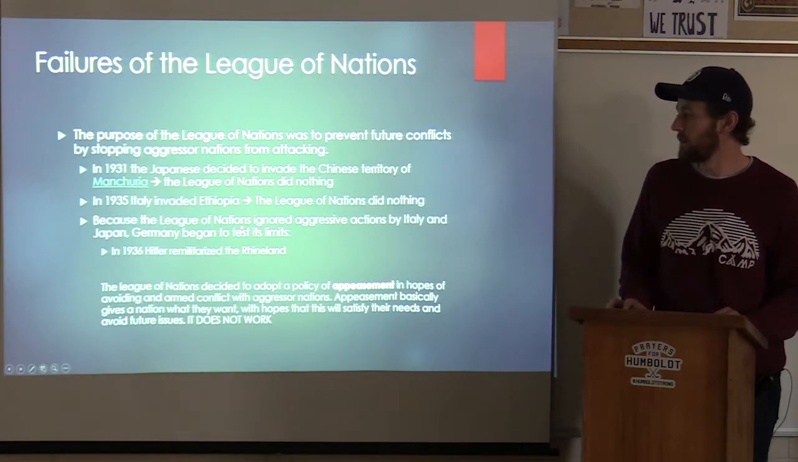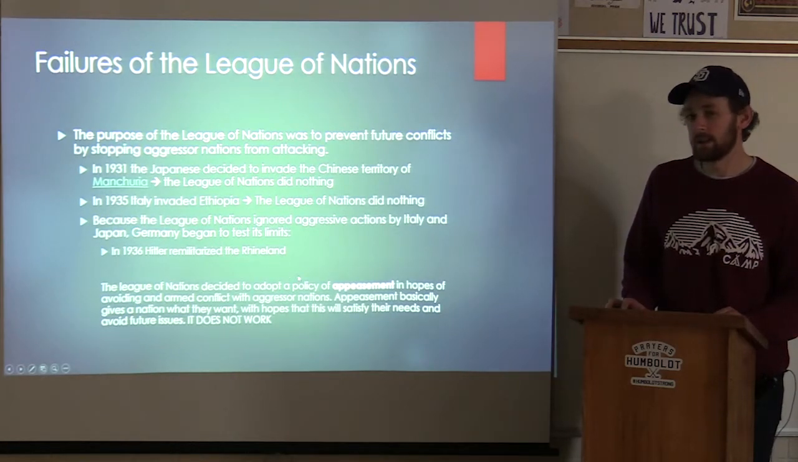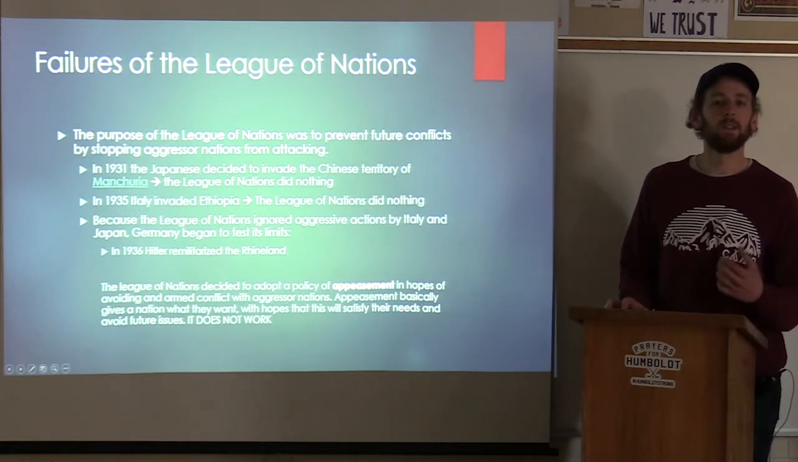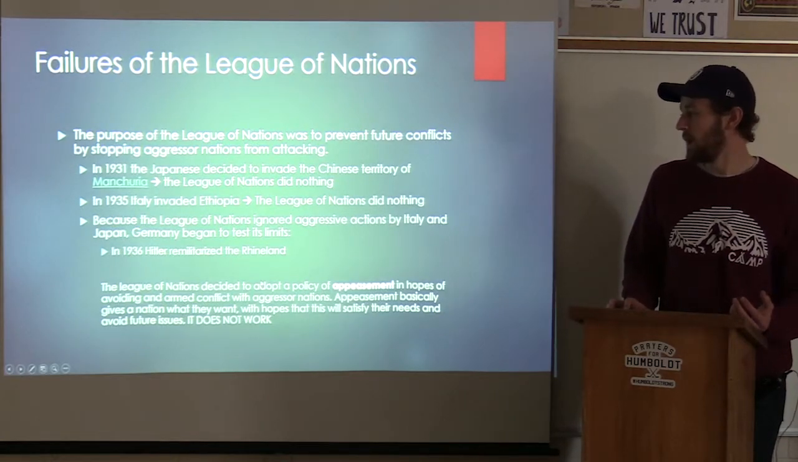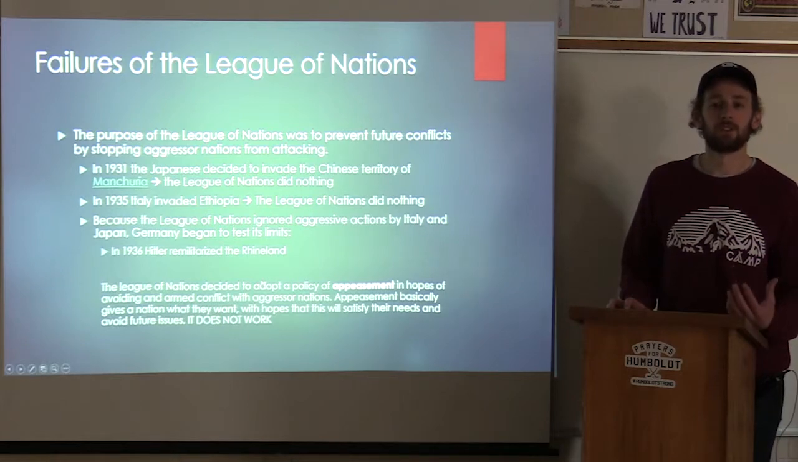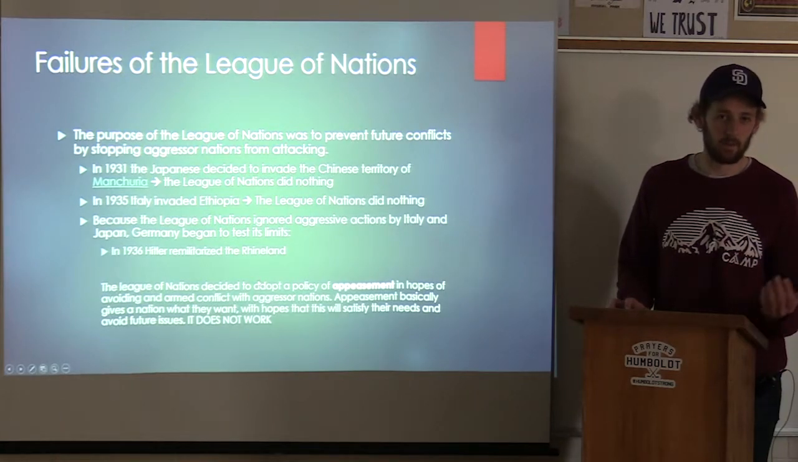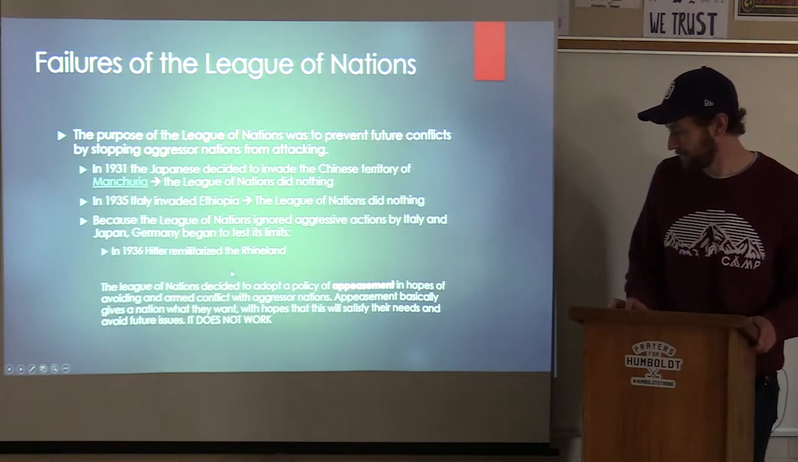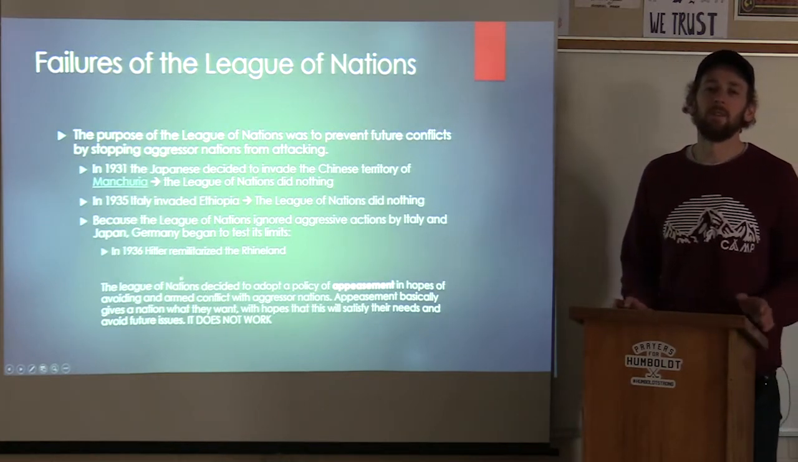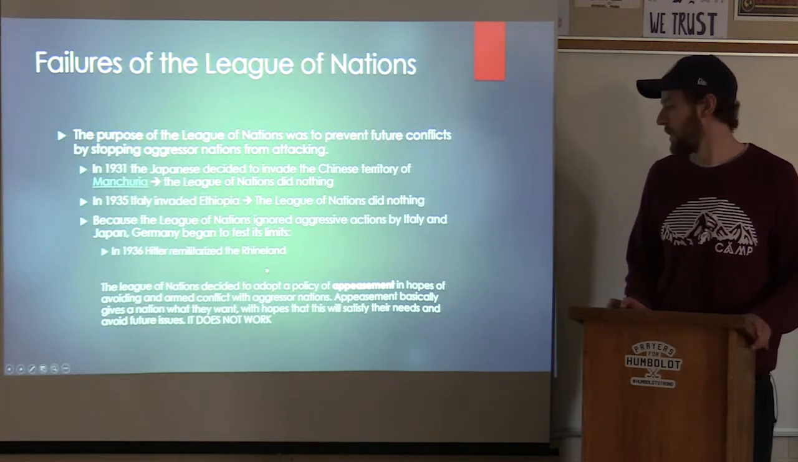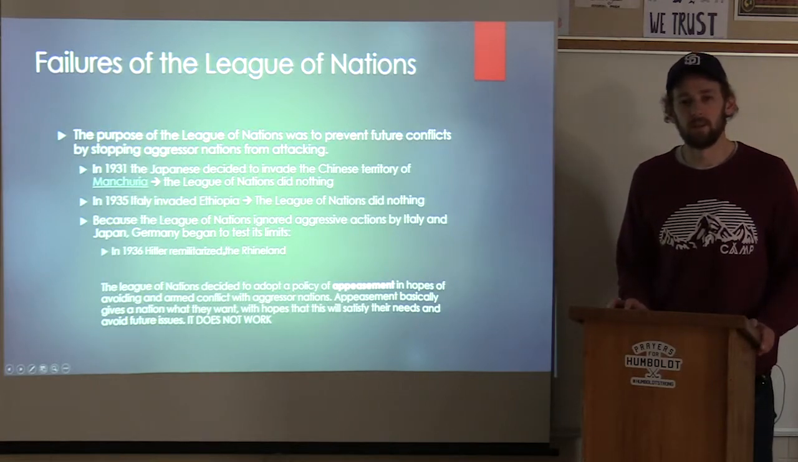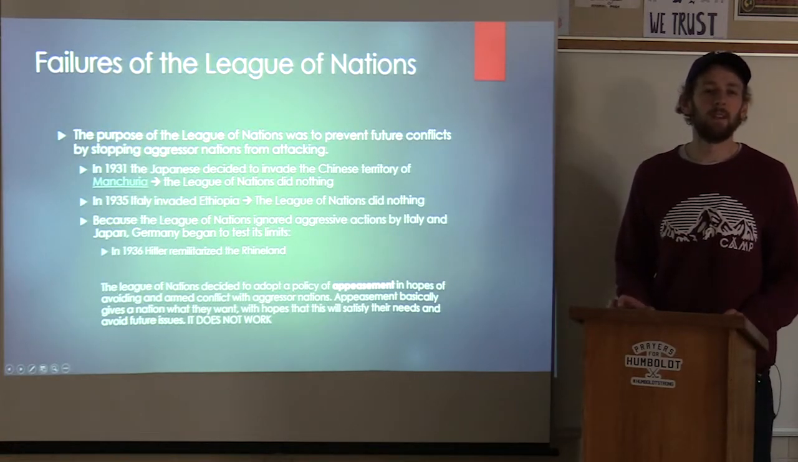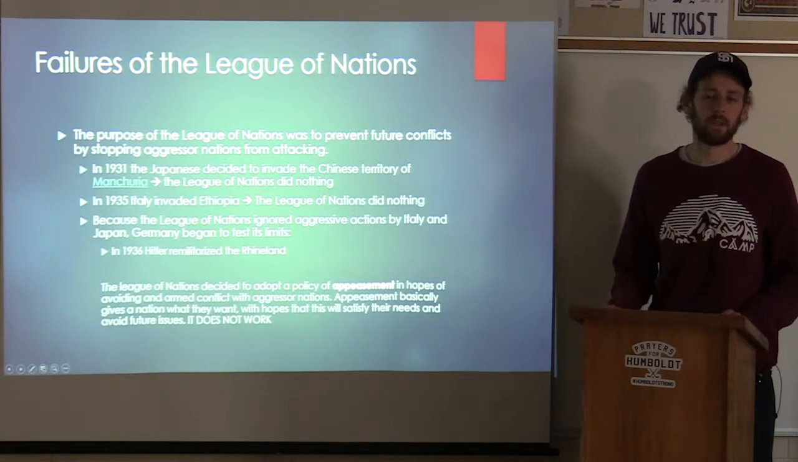Now, because the League of Nations had failed in Italy and Japan's case, Adolf Hitler and the Germans decided to really test them and see what they'll be allowed to do. And Adolf Hitler basically decides to start just breaking every term of the Treaty of Versailles while the League of Nations stands by and watches. Now, the reason the League of Nations does this is because they've adopted a policy of appeasement. And what appeasement really is, it's giving the aggressor what they want with hopes that they stop.